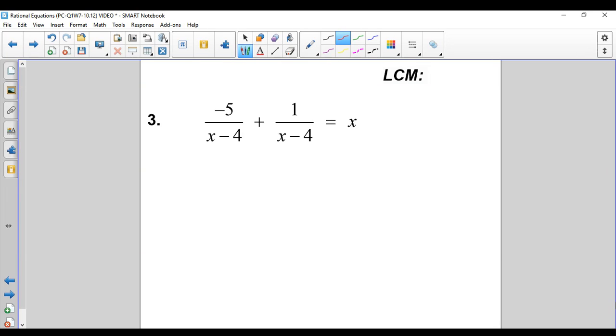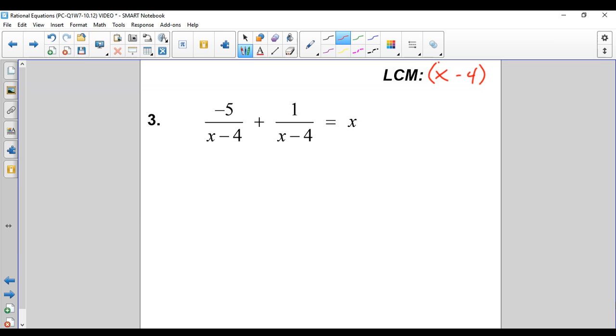Third example here. Have a little bit more on the bottom of each fraction. We have x minus 4 on two of the fractions on the bottom. That actually makes our lowest common multiple pretty easy in this case. Our lowest common multiple just happens to be x minus 4, just that whole thing.